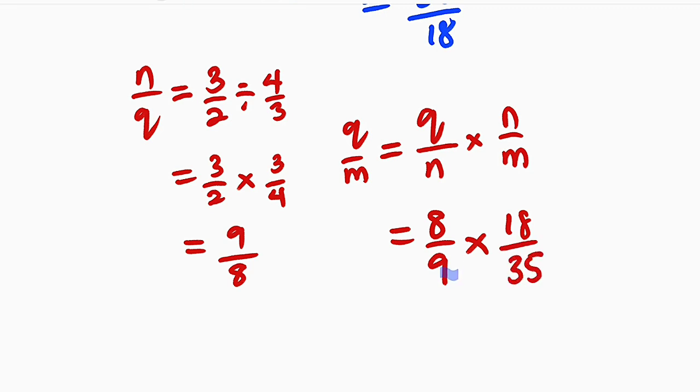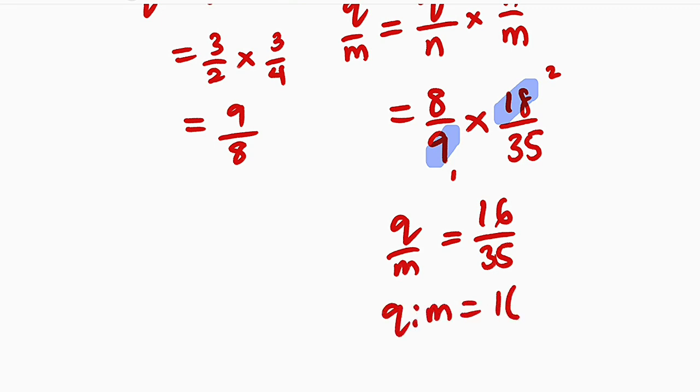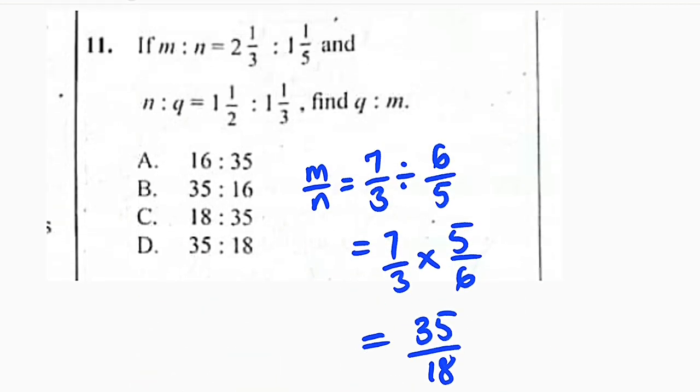For cancellation, you can see that 9 into 9 is 1, and 9 into 18 is 2. So we have the top as 8 times 2, which is 16. So we have 16 divided by 35, which is what? Q divided by M. And if we write it in ratio as Q to M, this will be 16 to 35. Which option is this? 16 to 35 is option A.